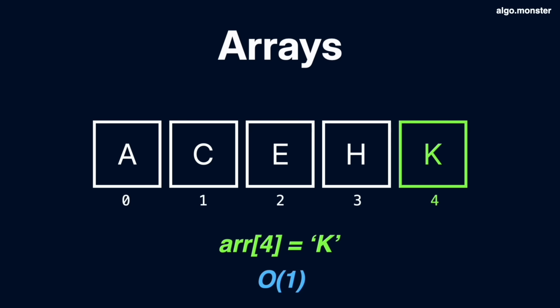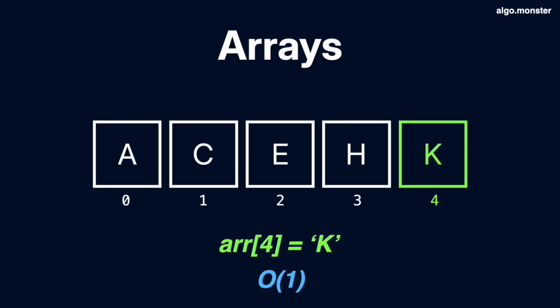And the reason this is possible is because arrays are stored in contiguous memory. It's like having a row of houses all next to each other. You know exactly how far to walk to get to house number 5. That's what makes arrays fast for reading and indexing.